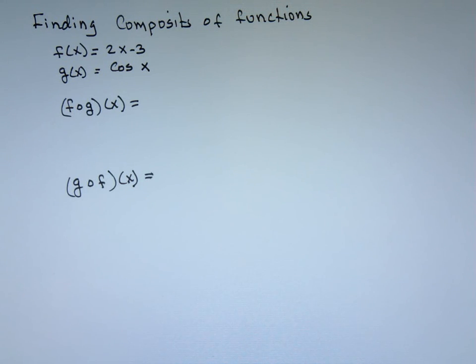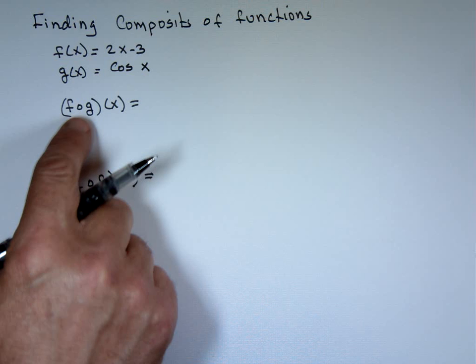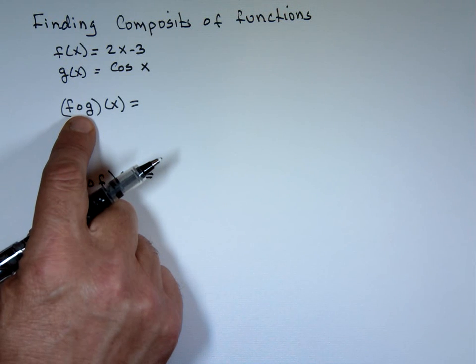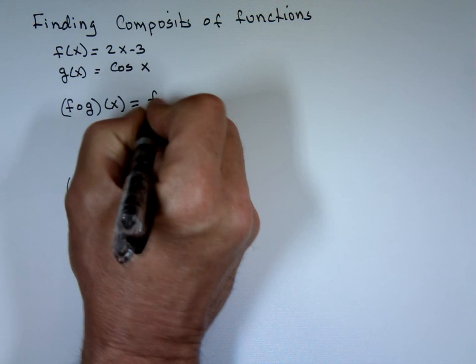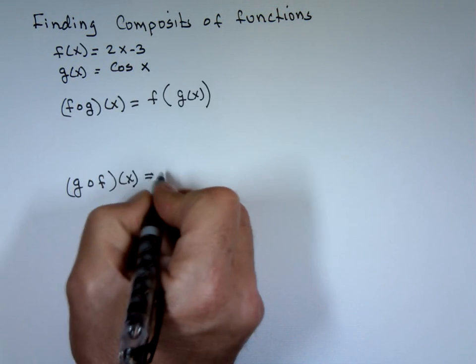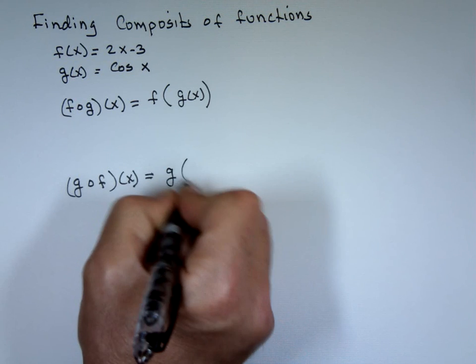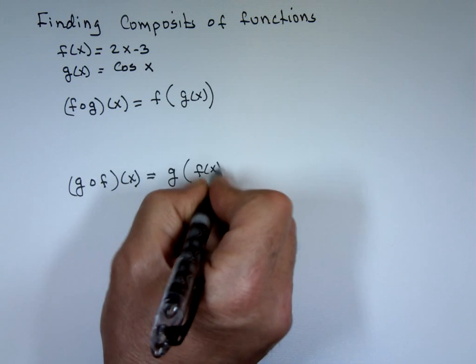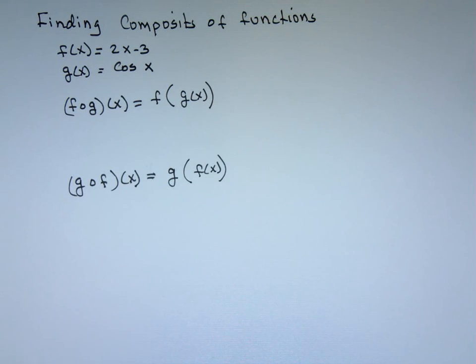You ever seen that notation before? Yep. That's where the g function is inside f. Correct. This is f of g of x. That's what it means. And this is what? g of f of x. That's what that means. Let's find the answer to them.